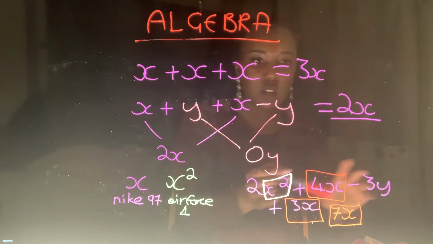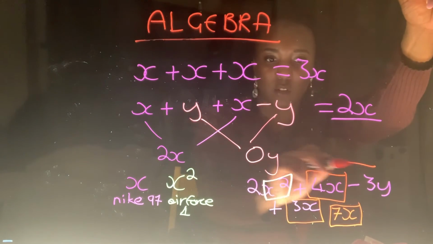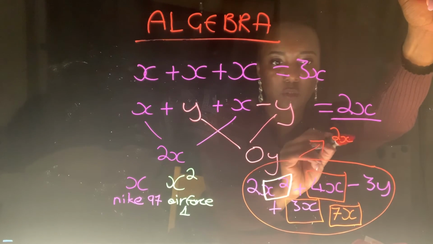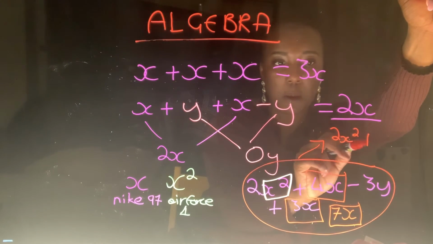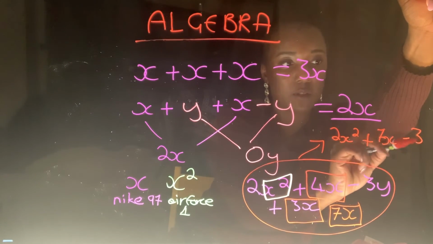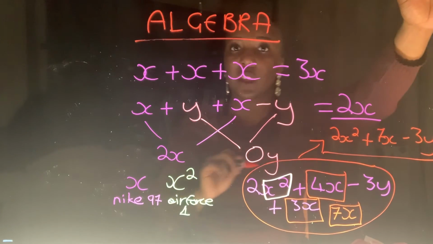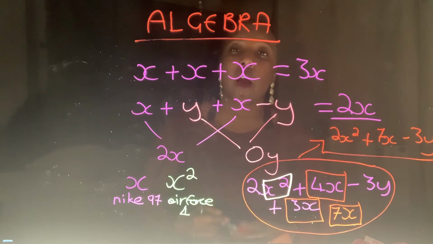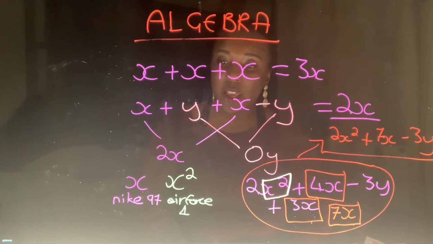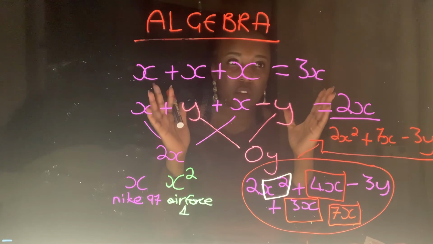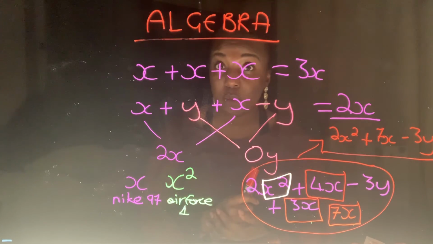So this whole thing here becomes 2x squared plus 7x minus 3y. I've grouped my like terms. I haven't confused my x's with my x squareds, and I've got the y's at the end. And that is a basic understanding of the introduction to algebra.